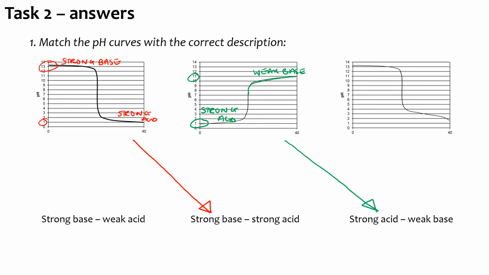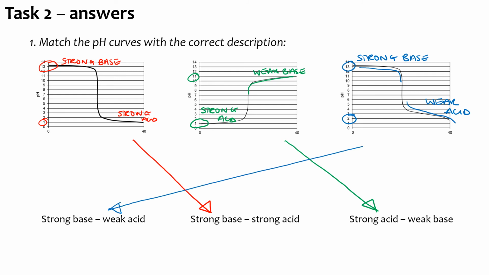And our final graph, we start with a pH of 13, so we have a strong base. We also have a very defined curve here, so almost not quite a right angle, but nearly. Whereas we end up with a pH of around 2, and we have this more gradual curve, and then that dip at the bottom, which means that we have a weak acid. So strong base, weak acid would be that first option.